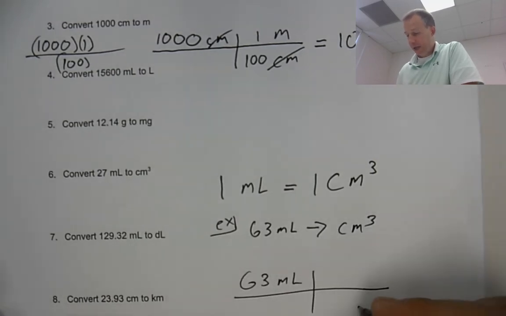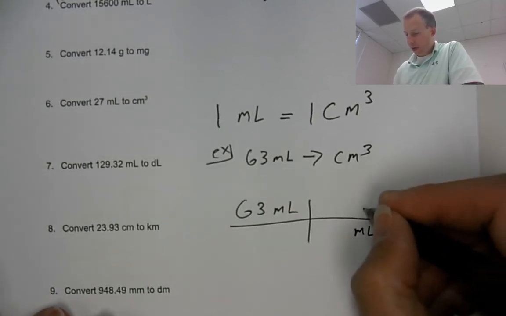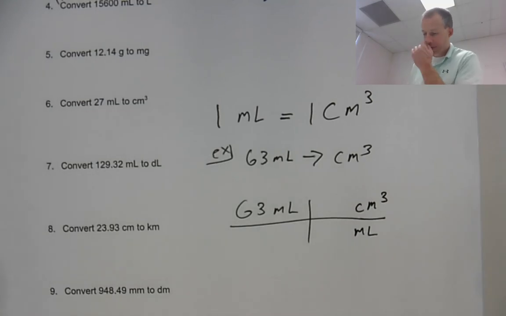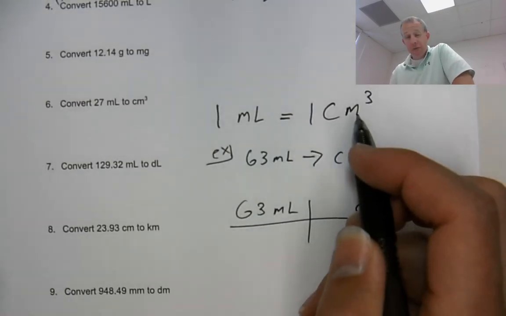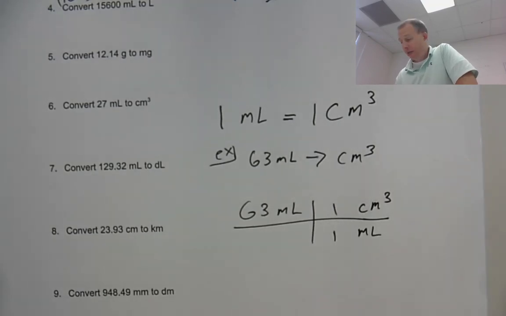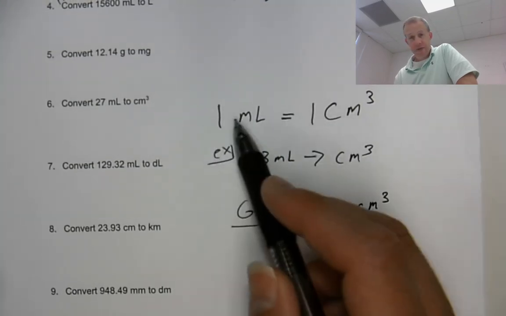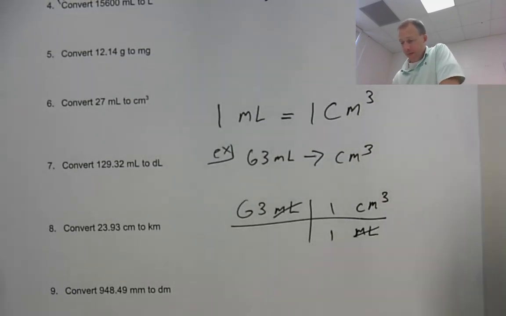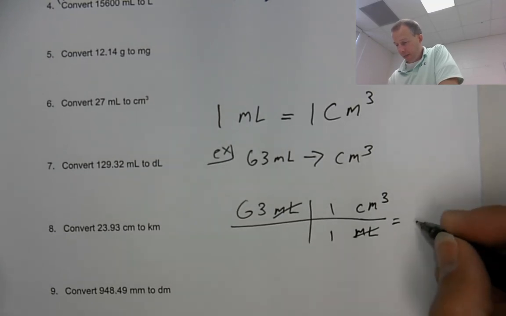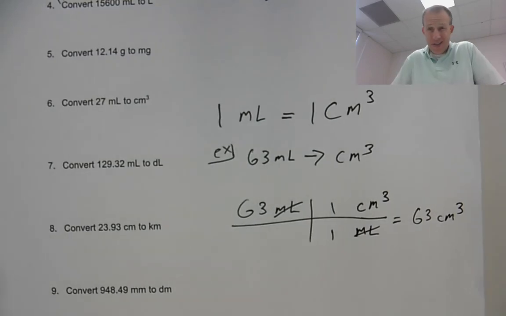The process doesn't change. You put milliliters down here, centimeters cubed up there. Now, in this case, there isn't one that's bigger or smaller. We've established a milliliter is equal to a cubic centimeter. They're the same thing. So you just put 1 and 1. You're not doing anything to it. You cancel out your milliliter. And again, that 1 to 1 comes directly from here. They're equal.